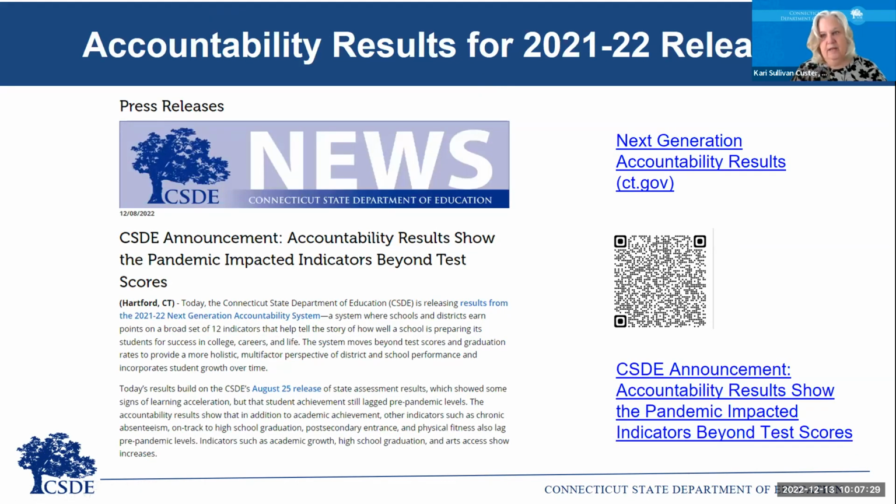And I also just want to switch back to something that Christine covered earlier: the accountability results for 2020-2021 have been released this past week. There's a press release that you can link to on this slide. And then you can also go to your own district's results by going to this QR code, and you can find your district's accountability report.